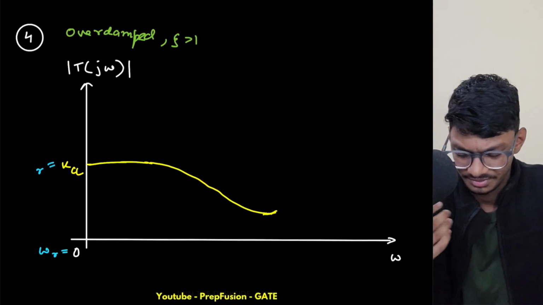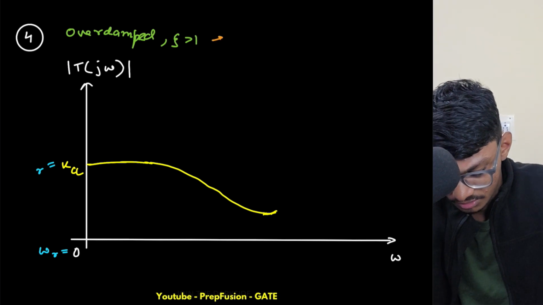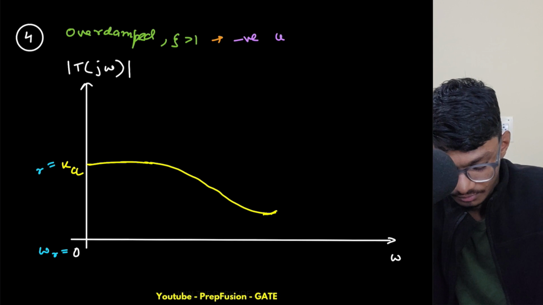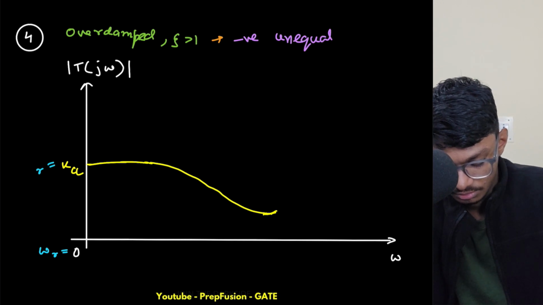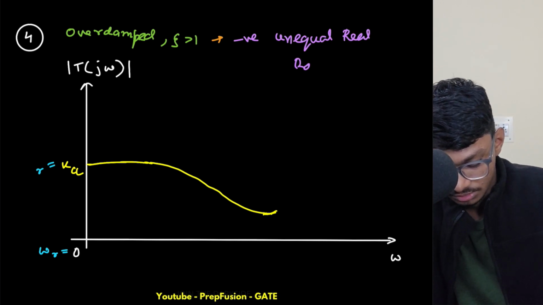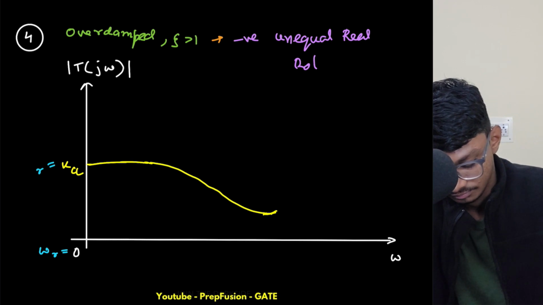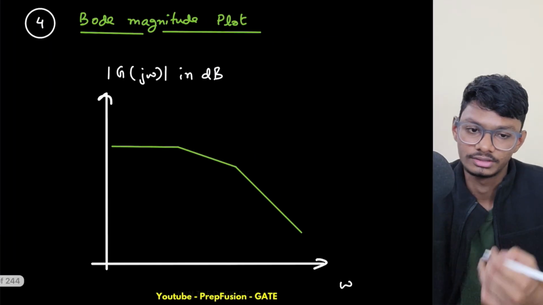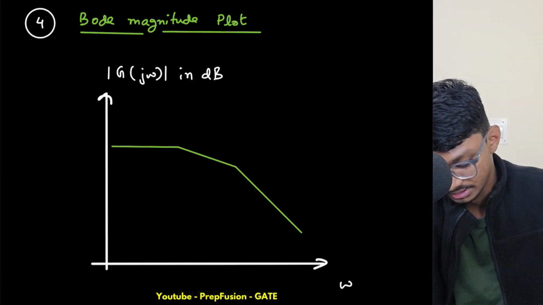Now this is the critically damped case; what about my overdamped systems? Overdamped is simple only. Here my zeta is greater than 1, so it is negative unequal real roots. Very simple. This is the general case that we are used to doing.